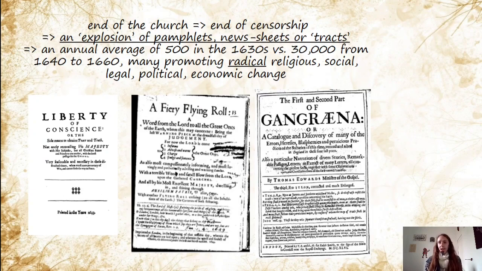The end of the church meant the end of censorship. So there was an absolute explosion of pamphlets, news sheets, and tracts, as they were called. An annual average of 500 in the 1630s versus 30,000 from 1640 to 1660. So you see how it really explodes, and if you have skills in terms of maths, you can calculate the percentage increase.